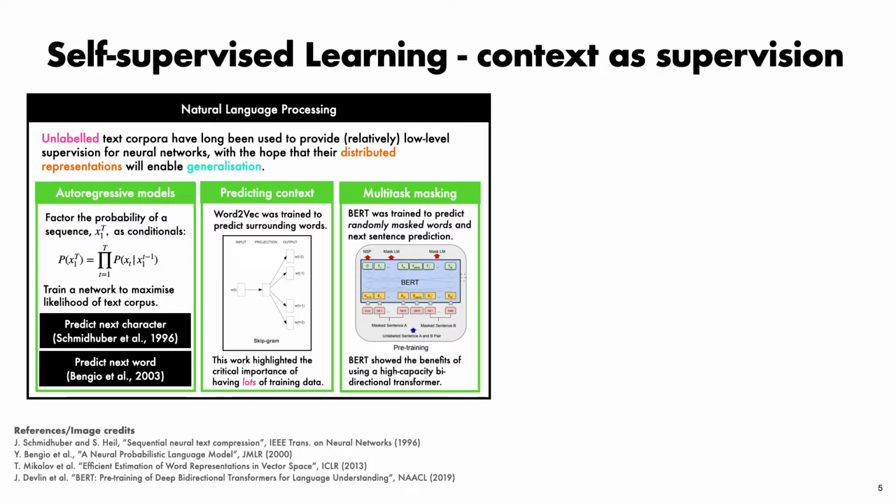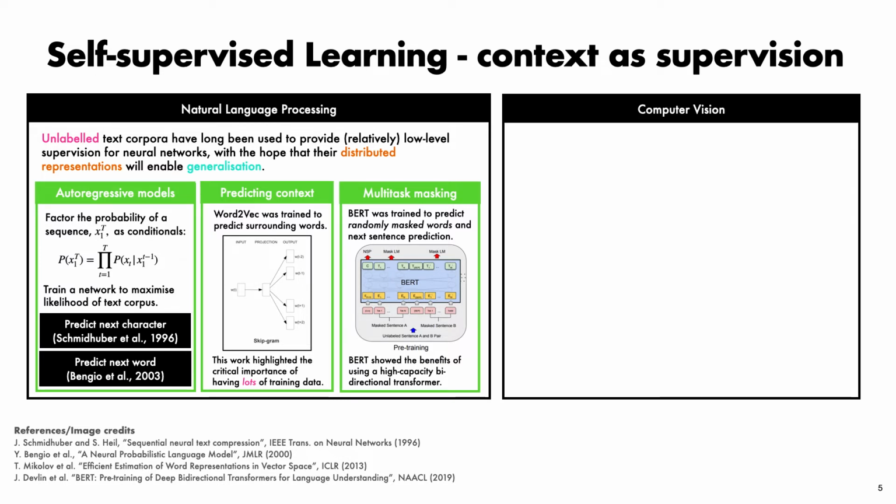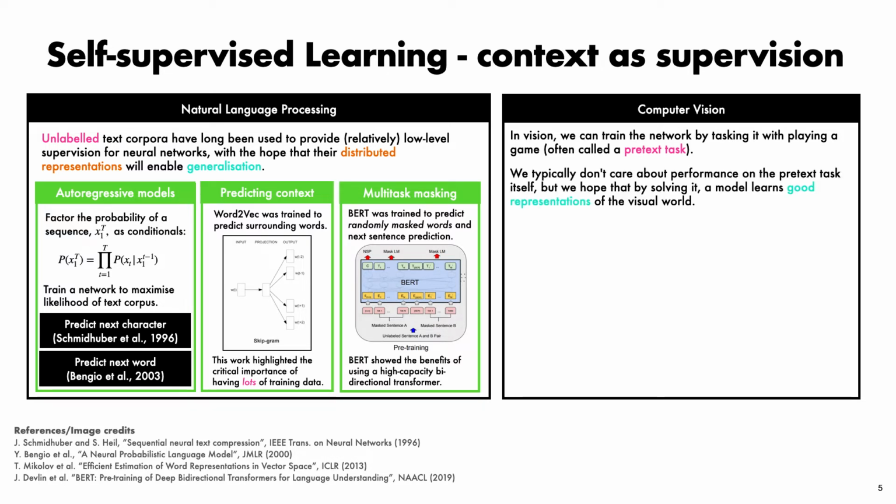It's perhaps a little less obvious how the same approach can be applied to computer vision. The strategy that has been developed has been to train a neural network by tasking it with playing a game, which is often referred to as a pretext task. Now, typically, we don't care about the performance of the model on the pretext task itself, but we hope that by solving it, a model learns good representations of the visual world.